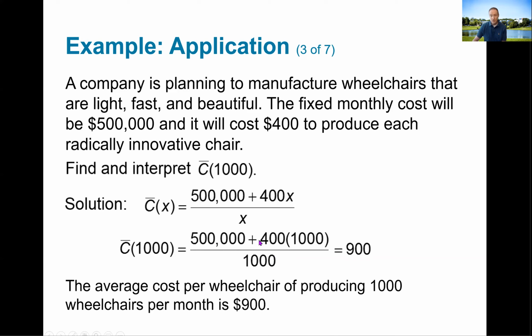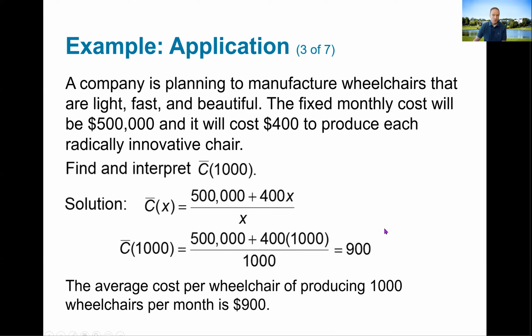So my numerator is going to be 400,000 plus 500,000, that's 900,000, divided by 1,000 wheelchairs. Well, that's telling you that the average cost per wheelchair, it's costing you on average $900 per wheelchair to make them that month. So that's what this is. The average cost per wheelchair of producing 1,000 wheelchairs per month is $900.